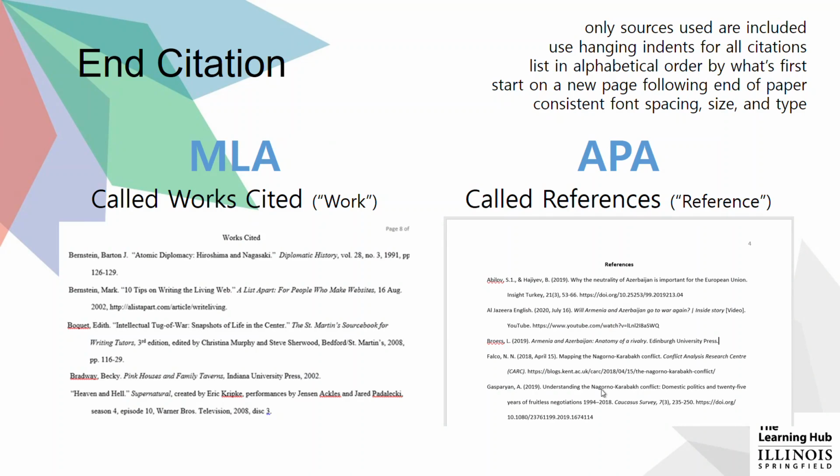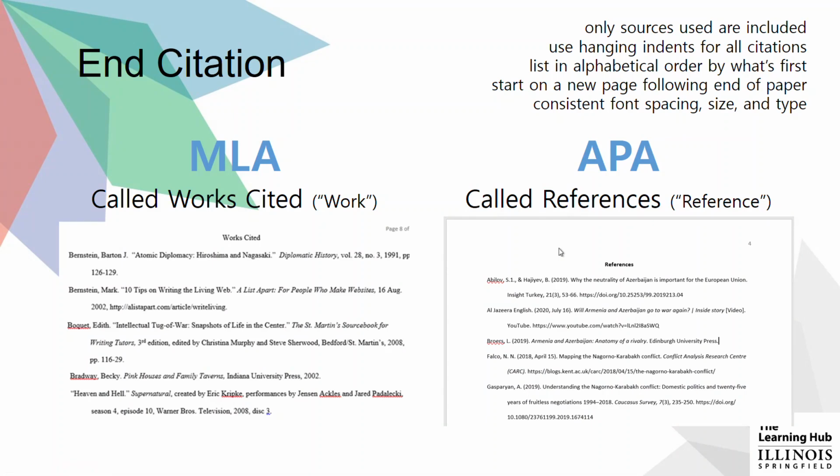All citations get what's called a hanging indent. That's where the first line of a citation is all the way over to the left. And then if it goes on to a second or a third line, those subsequent lines are indented over half an inch. You always list what citations you have in alphabetical order by whatever comes first in each of those. So you can see Bernstein Barton comes before Bernstein Mark, which comes before Bouquet, and then Bradway, and all the way down.